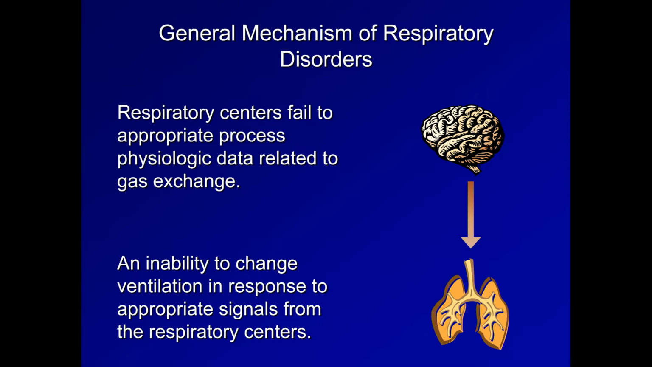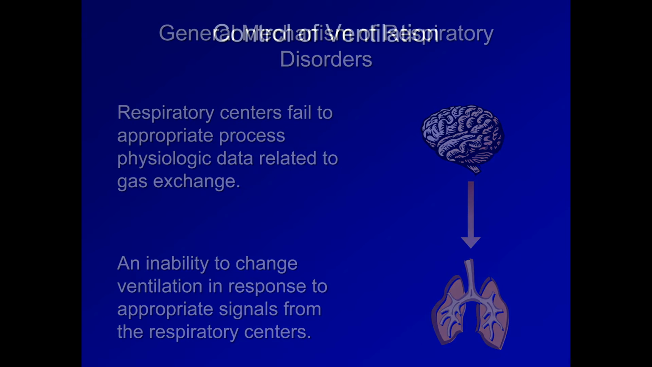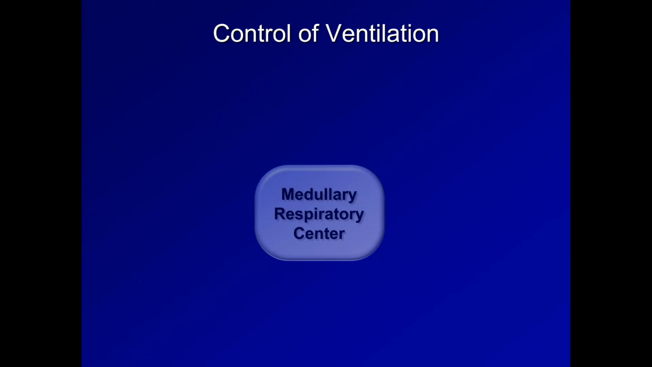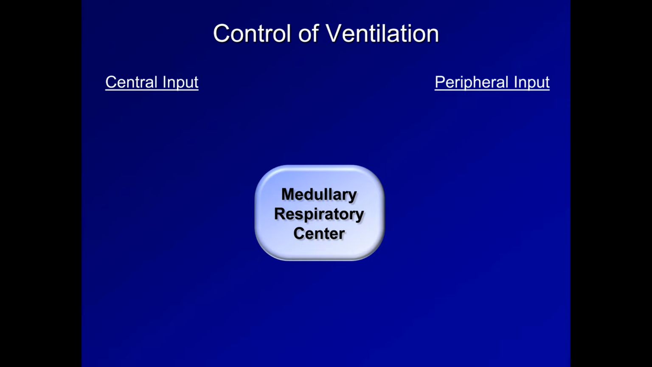Control of ventilation is a complex process in which the medullary respiratory center integrates input from various locations in the brain, as well as sensory impulses from a variety of peripheral chemoreceptors and mechanoreceptors. The result of this integration is the medulla's direction to the muscles of respiration as to the rate, depth, and pattern of ventilation.